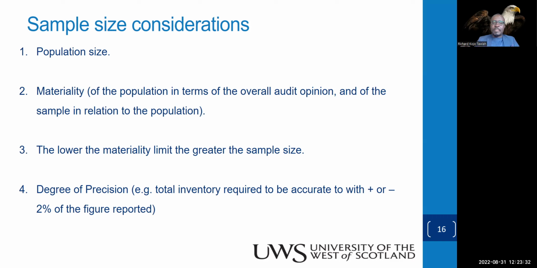Okay, of the population in terms of the overall opinion and of the sample in relation to the population. So each item, what is the amount attached to it? What is the figure? Is the material significant? Is it something you can wink over and you don't think will create any problem? The lower the materiality limit, the greater the sample size, okay?